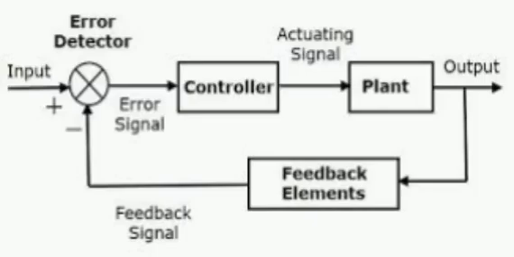Effect of negative feedback. The effect of parameter variation reduces. The gain of the system reduces by a factor of 1 plus GH. The bandwidth of the system increases. The effect of internal disturbance reduces.